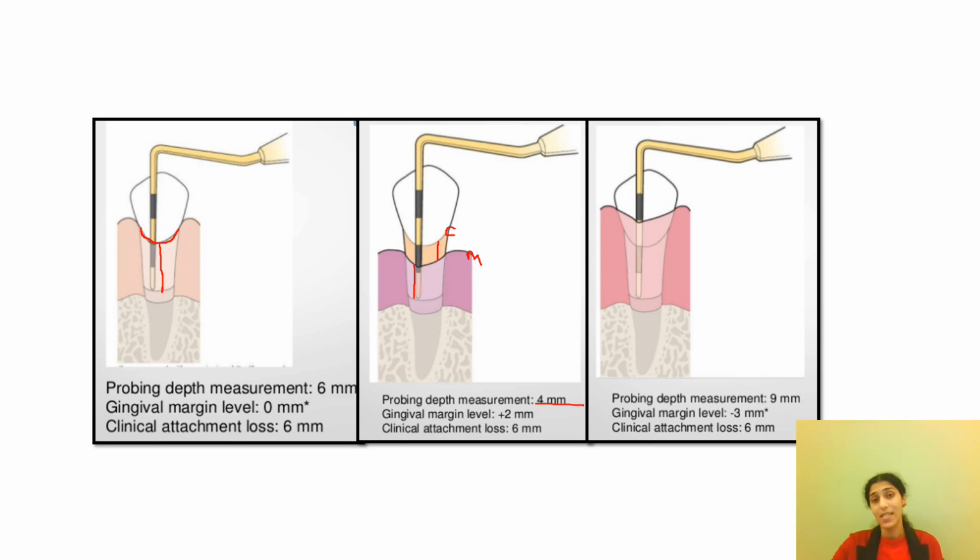Now, what is CAL? CAL is the measurement from the CEJ to the base of the pocket. So the attachment is lost even here. The attachment is also lost even here. So the total attachment loss must be this 2 plus this 4, which is equal to 6 mm. So in the case wherever there is gingival recession, the pocket depth plus recession gives you the total CAL.